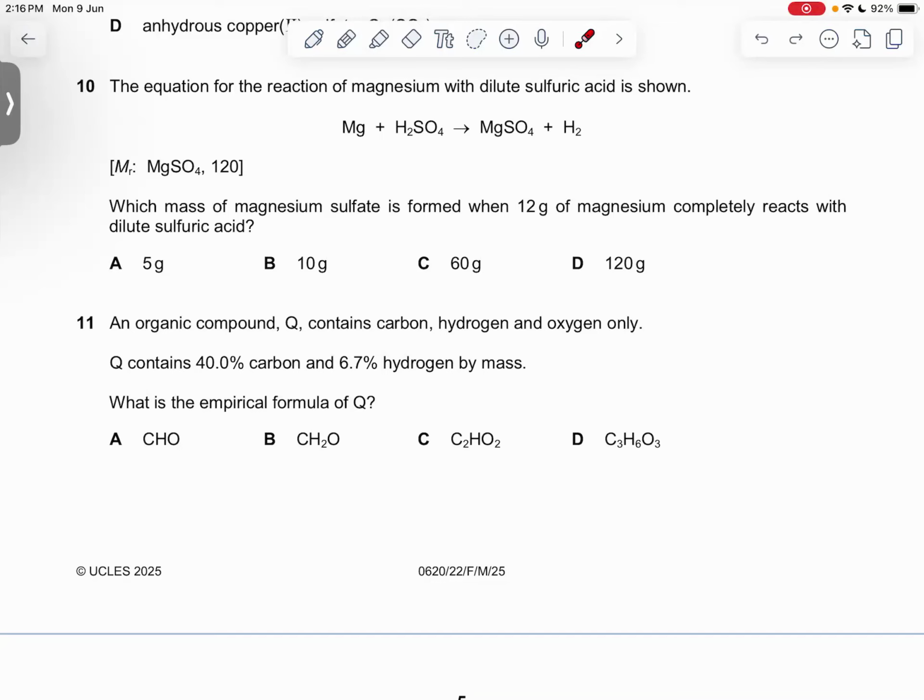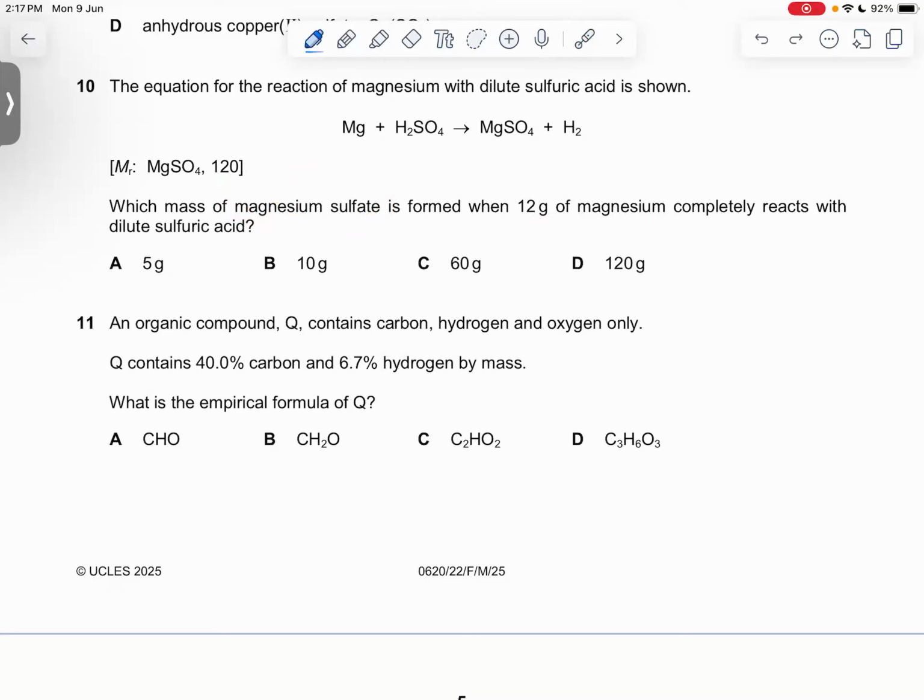First, we would calculate the moles of magnesium. Then we would do comparative analysis. In comparative analysis, we would put the mole ratio of whatever is given and whatever is asked. Then we would find the moles of whatever is asked, and multiply it by whatever is being asked. For example, over here it is asking about the mass, so we would multiply the moles of magnesium sulfate by the mass.